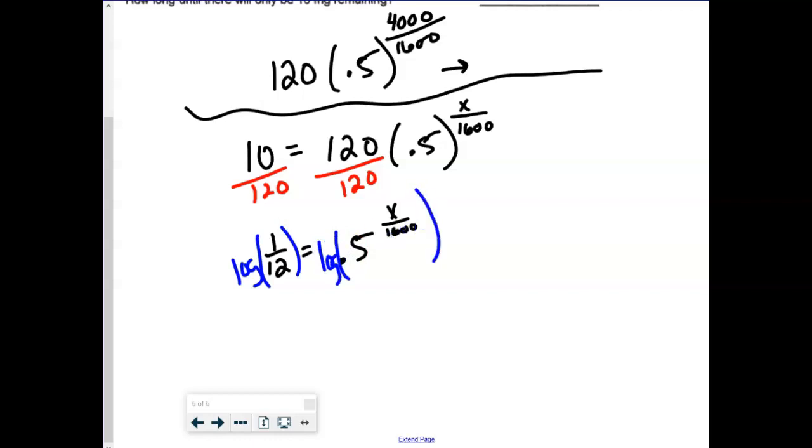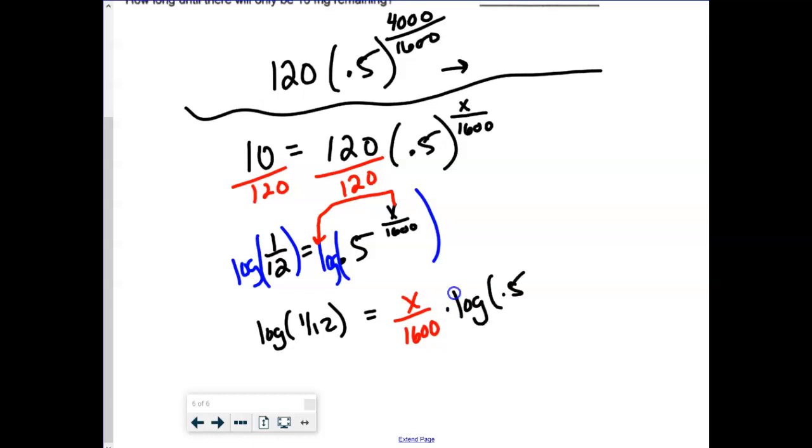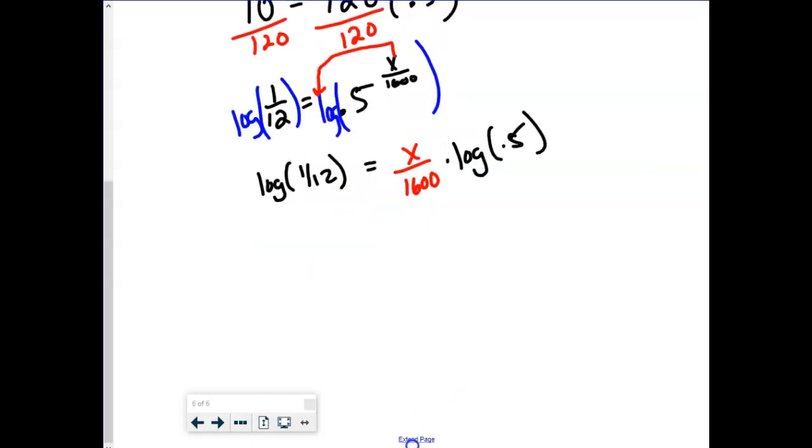And even though nothing cancels, what does happen is this exponent comes down in front of that logarithm. So you've got the common log of 1/12, something gross, and it equals x over 1,600 times the common log of 0.5. And this is the moment in your math where you realize it didn't matter which logarithm I used, because you've got to solve for x. So I look at this problem as I need two things to move. I'm going to divide by the log of 0.5. And all of this happens on my calculator.